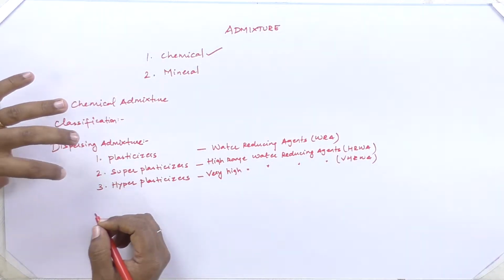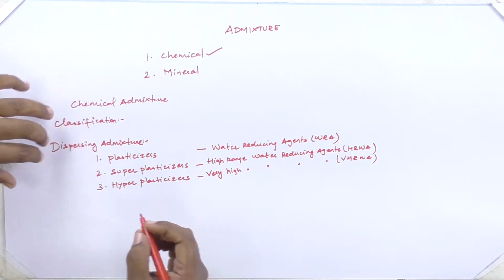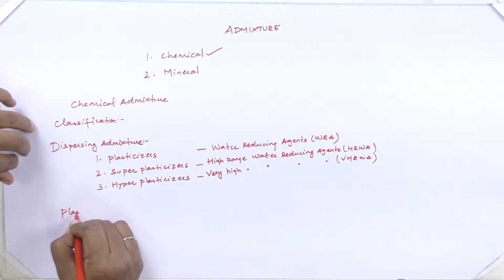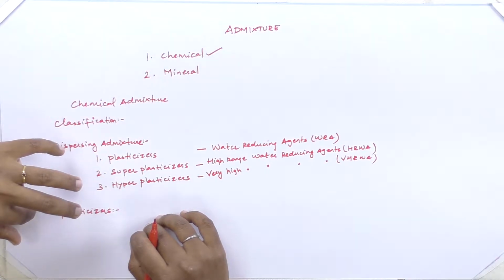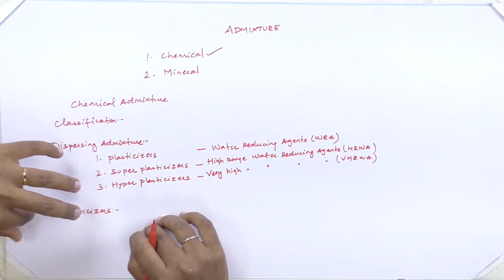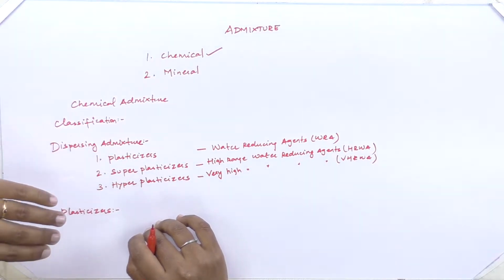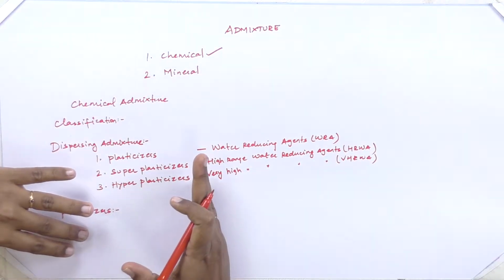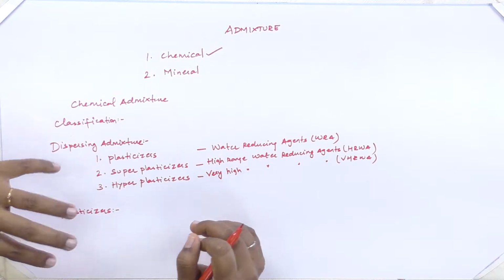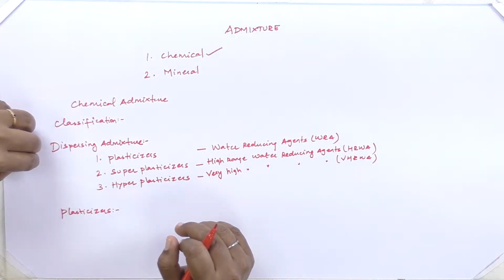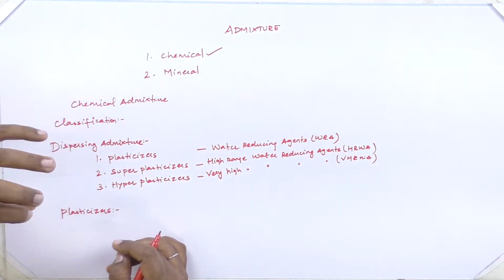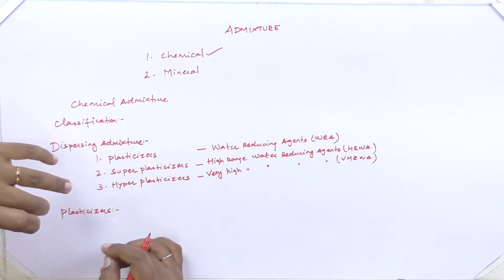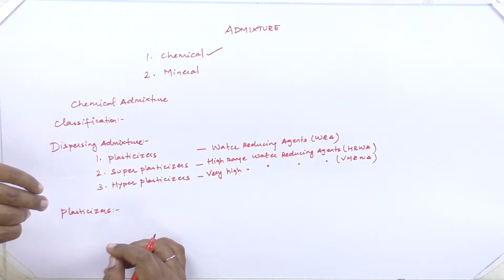Now we are going to discuss plasticizers. These plasticizers reduce the water content up to 12%, that is, starting from 5% to 12%, they can reduce the water content in the concrete. These plasticizers can reduce water reduction from less.